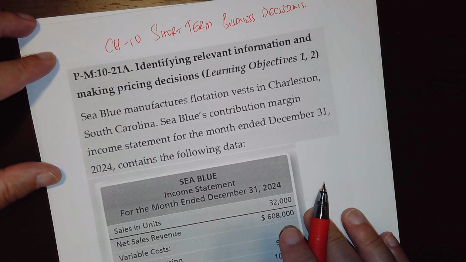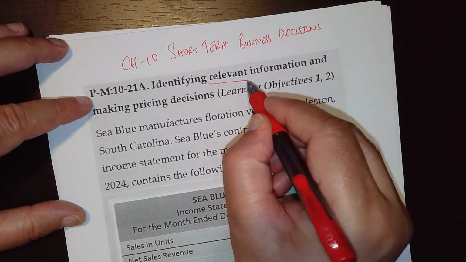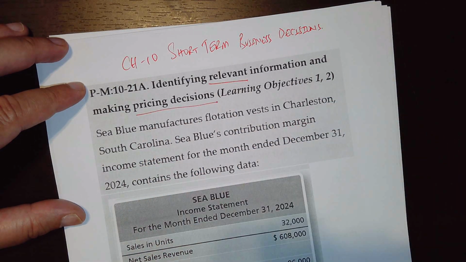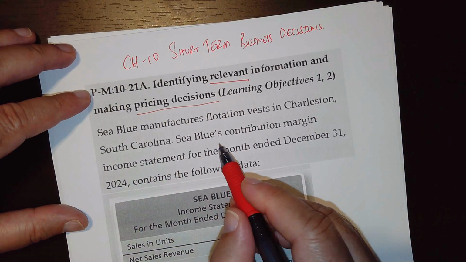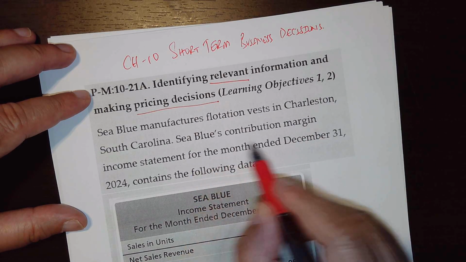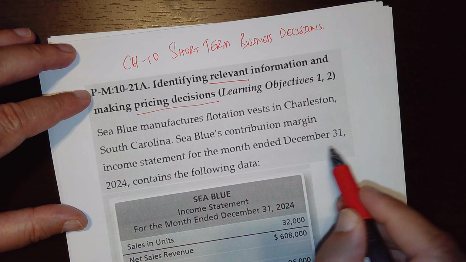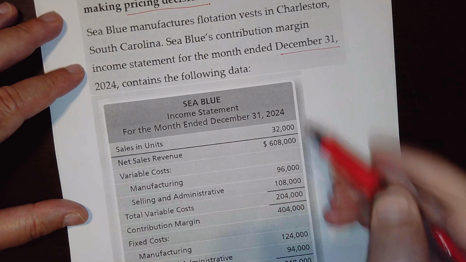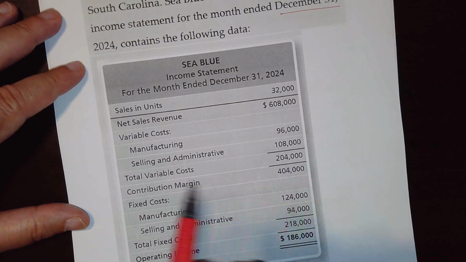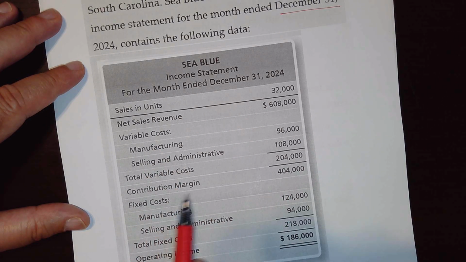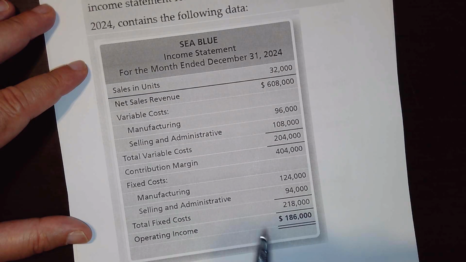So I have selected this question about relevant and irrelevant information and making pricing decisions. We have a company called Sea Blue, which manufactures flotation vests in Charleston, South Carolina. Sea Blue's contribution margin income statement for the month ended December 31st contains the following data: sales in units, net sales revenue, variable cost, manufacturing and selling, total variable cost, contribution margin, fixed cost, manufacturing, selling, the total fixed cost, and operating income.